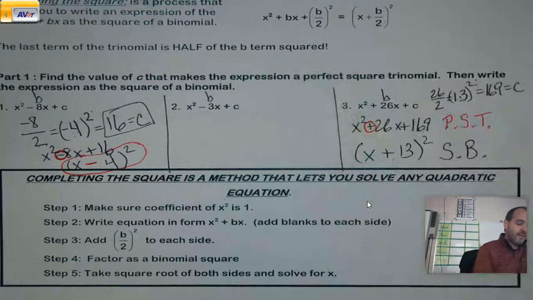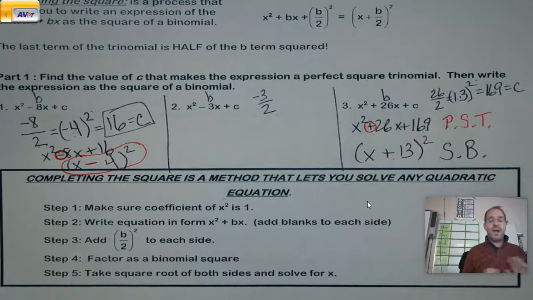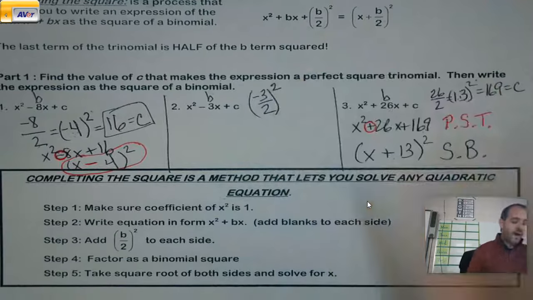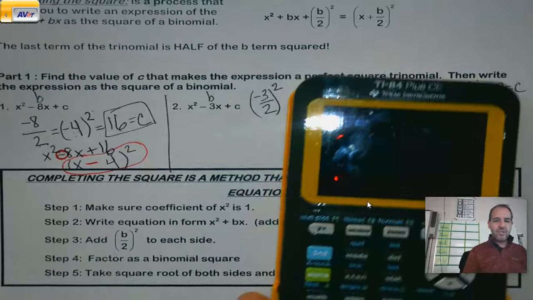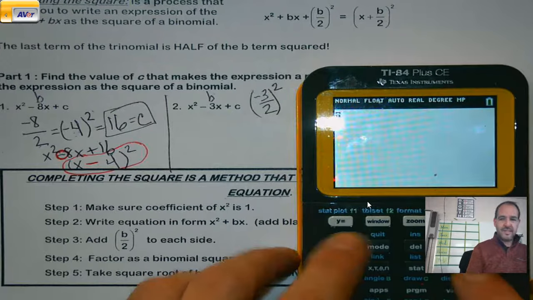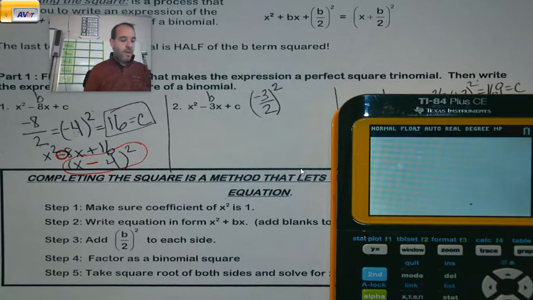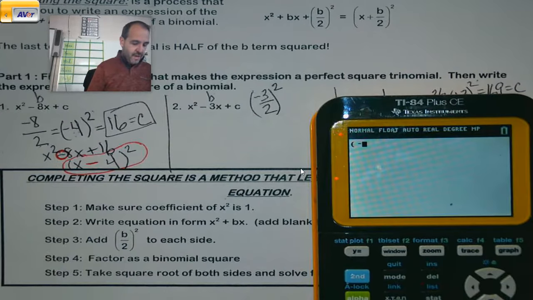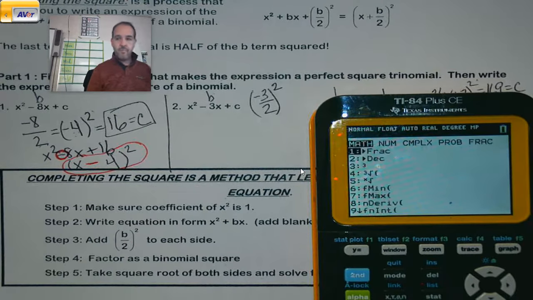Number 2, my b value is -3. -3 divided by 2 is a decimal. It's 1.5. We're not going to use decimals with these. So that's b divided by 2. We're going to square it. You're like, ooh. Now, I'm going to do it on the calculator here just to show you something, but it's really not a big deal. We really don't need the calculator for this. I'm going to turn this down a little because I'm getting some glare. There we go. So if I do -3 over 2 squared, I don't want the decimal.